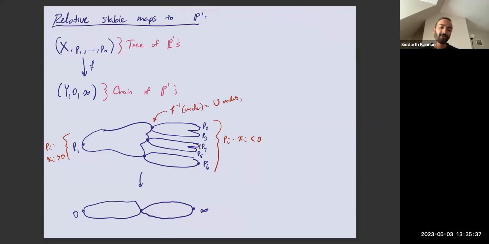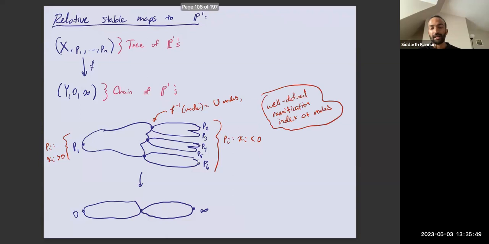And now, you've got to say some stuff about nodes. The preimage of a node downstairs has to be a union of nodes upstairs. And a node will always map to a node, basically for topological reasons. So you need to say something about ramification at nodes. There's a well-defined ramification index, whatever that means.